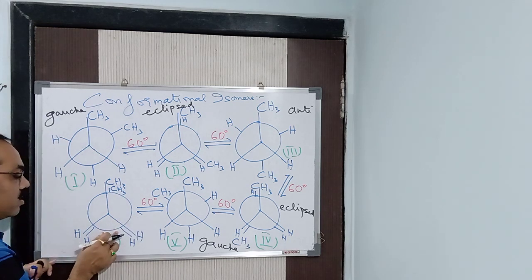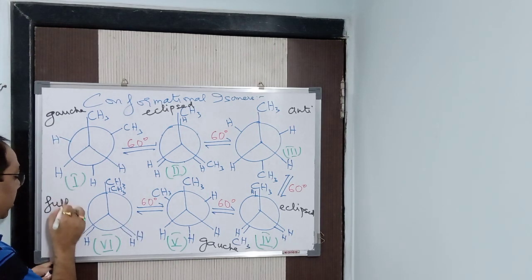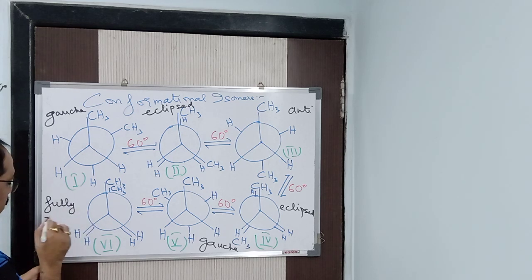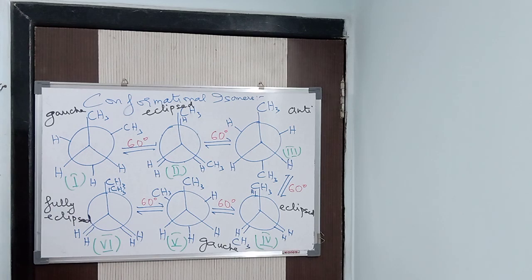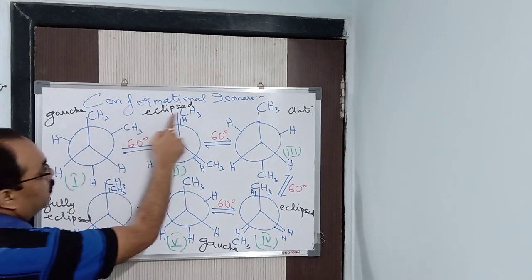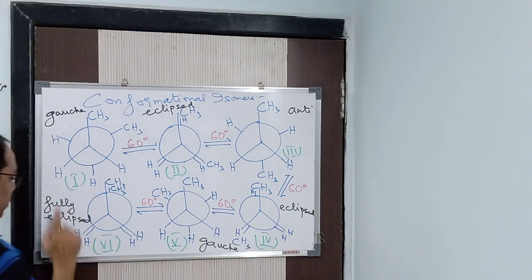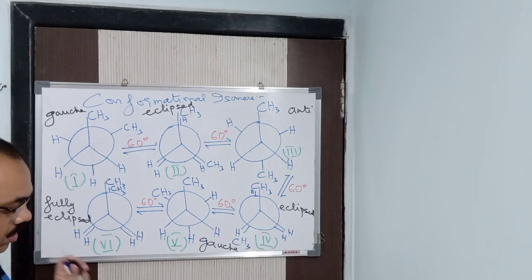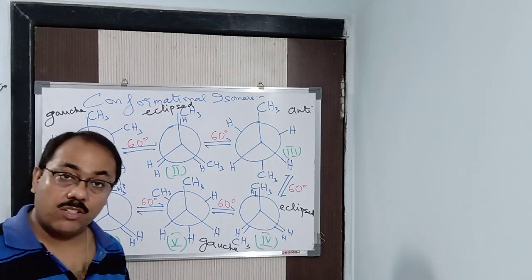Now this also is eclipsed, but this is called fully eclipsed. It is known as fully eclipsed. Clear? So in this way: gauche, eclipsed, anti, eclipsed, again gauche, and then fully eclipsed. Got it? Fine. This is about the diagram, you understood it.